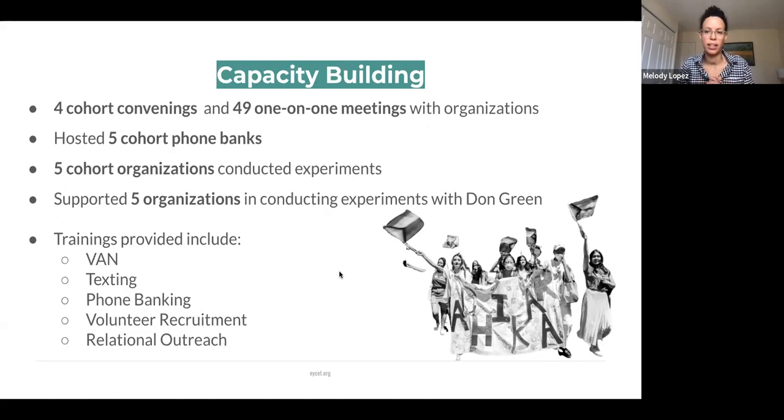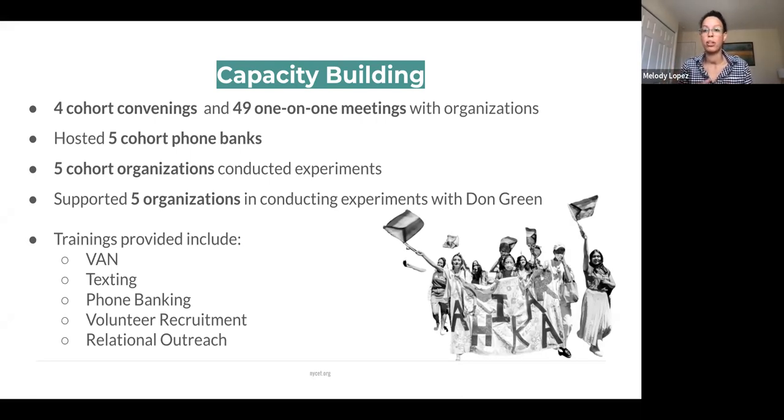And just to highlight what the program looked like in terms of the role that we played in working with folks on the ground. We held 4 cohort-wide convenings over the course of the last year. And in addition to that, in between all of those cohort-wide meetings where we had collective discussion and peer learning, we held 49 one-on-one meetings with organizations. So that's where we really got into digging in deeper into individual programs.